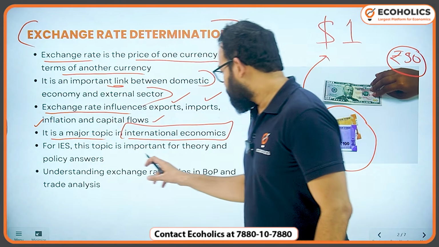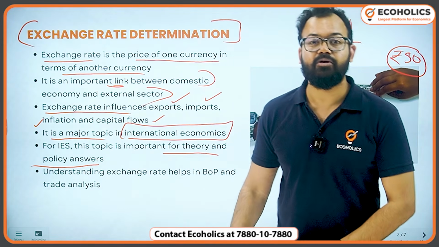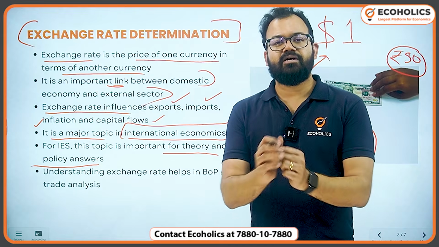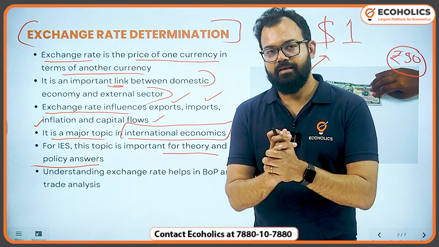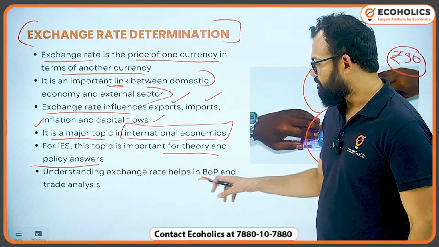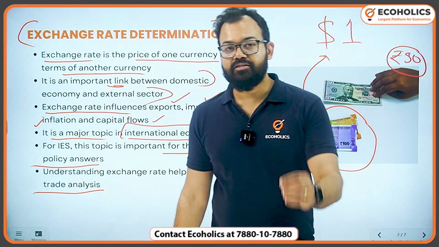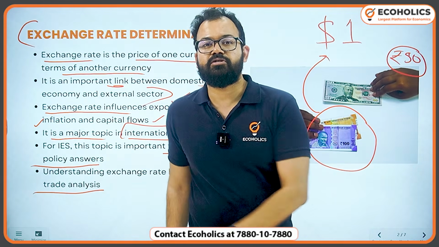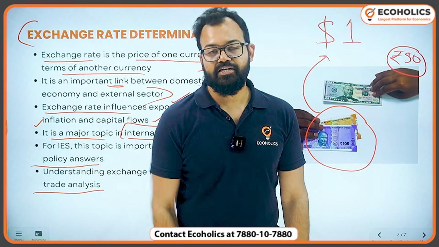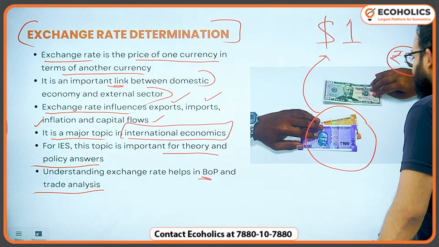For IAS, this topic is important for the theory and policy related answer. That's why I have taken this topic, because that is where students struggle, in policy based answers. So understanding exchange rate helps BOP and trade analysis. If you see General Economics paper 2 in international economics, BOP and global institution put together, you may expect 7 to 8 questions in the paper. So you can see the weightage, okay?